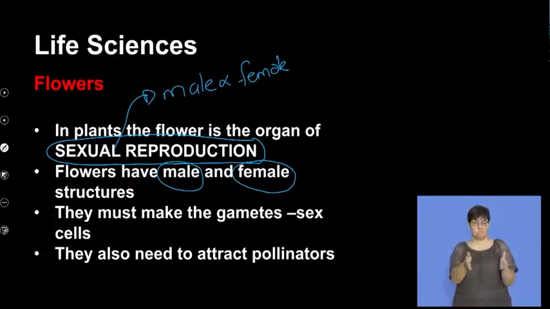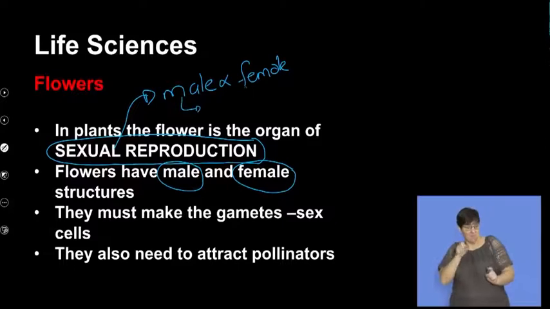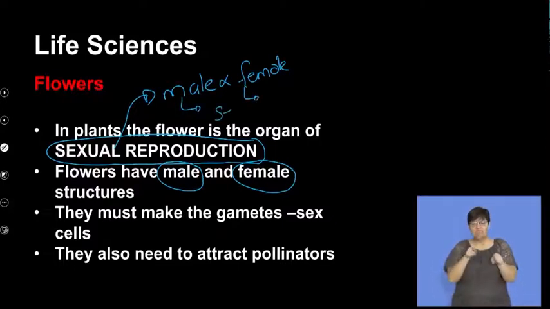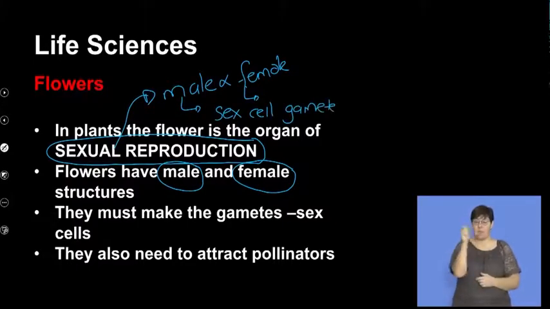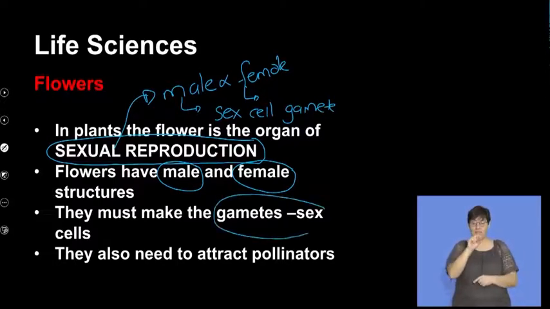It might be that they're on the same flower or on different flowers, but there must be a male and there must be a female. All right, what do male and female have to do? They have to produce a sex cell, or a gamete. That's what we call the sex cells. So the different organs are going to produce these different sex cells. And what these sex cells need to do is fuse.